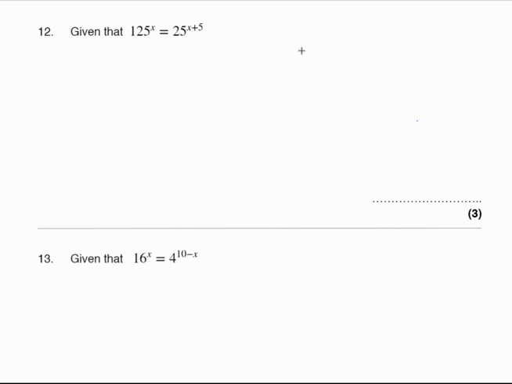So the first thing we want to recognize is that 125 is equal to 5 cubed and 25 is equal to 5 squared. Some might be like, yeah, okay, and well, I'm getting there. Rather than writing 125 to the power of x, I'm actually going to write 5 cubed to the power of x. And rather than writing 25 to the power of x plus 5, I'm going to put 5 squared to the power of x plus 5.